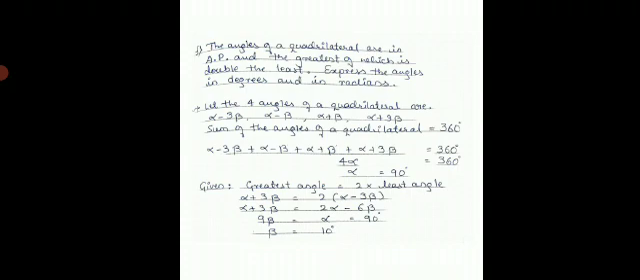Next example, the angles of a quadrilateral are in arithmetic progression and the greatest of which is double the least. Express the angles in degrees and in radians. So here, so far we see the angles of a triangle type of questions. Now we will see quadrilateral types.